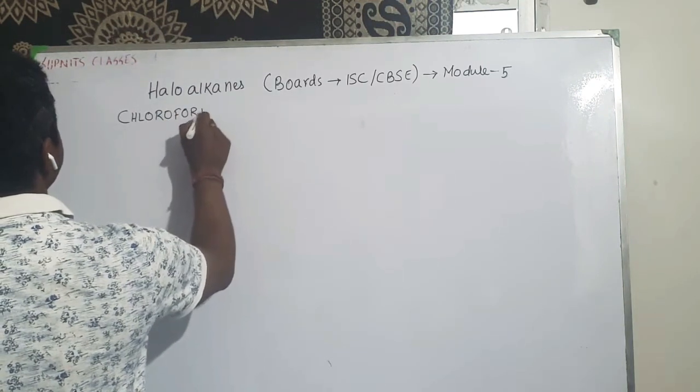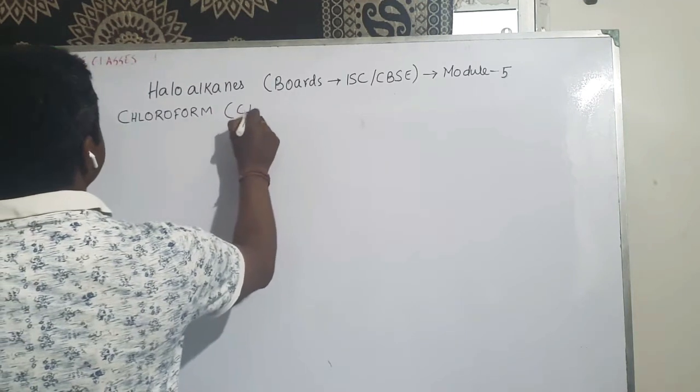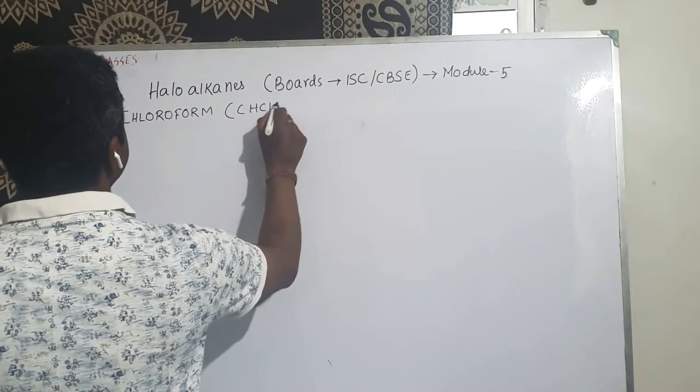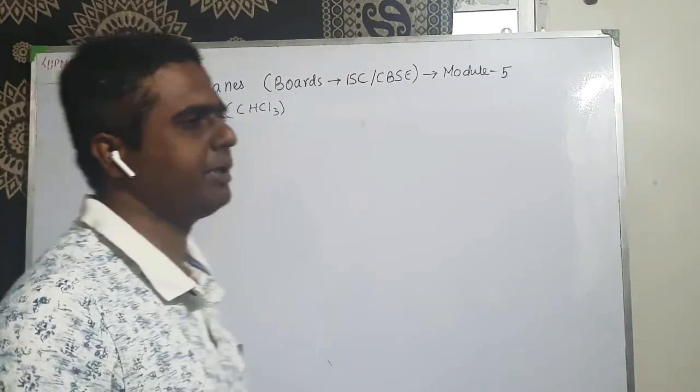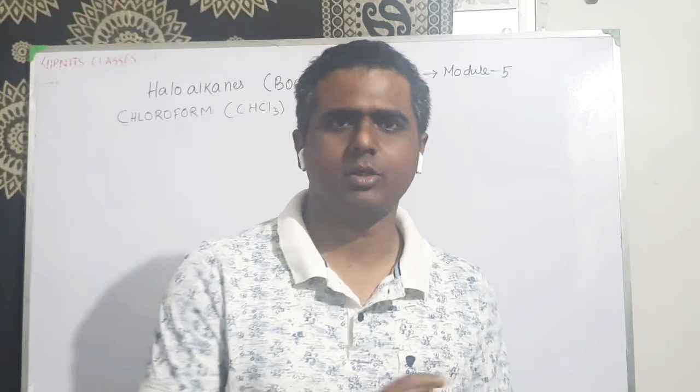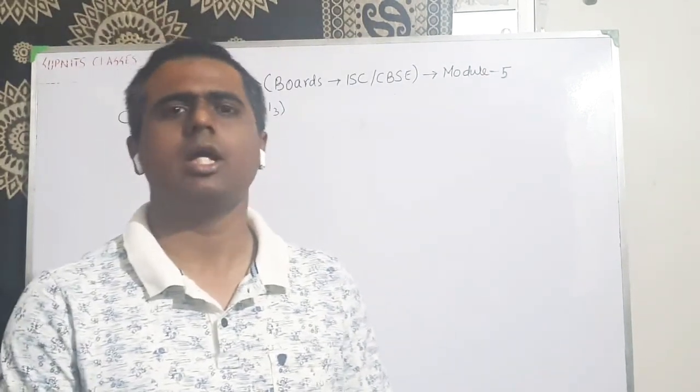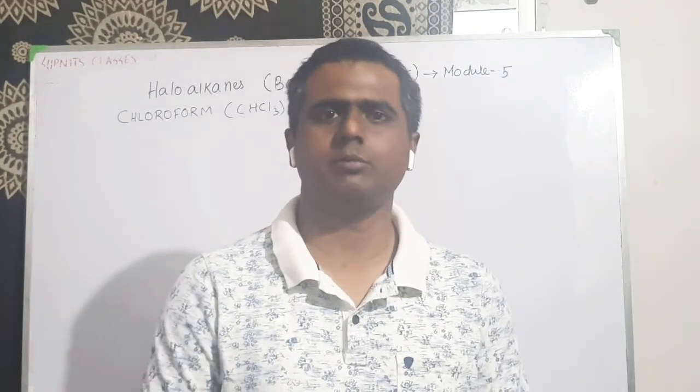Chloroform. The formula is CHCl3. So first of all we have to go for its preparation. How is chloroform prepared? It is prepared from two substances basically. One is ethyl alcohol, that is ethanol, and number 2 is acetone. We will cover both of them.